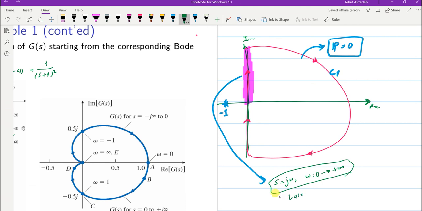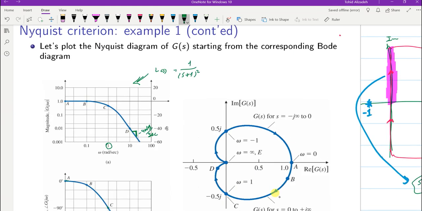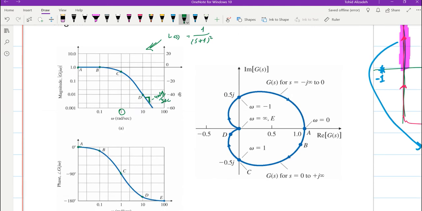L of S will indeed be equal to L of j omega, which is 1 over (j omega plus 1) squared. And for this segment, we can directly refer to the Bode plot of the system and find different points like A, B, C, and D, where we have the amplitude and the phase in the new S-plane for the Nyquist plot.